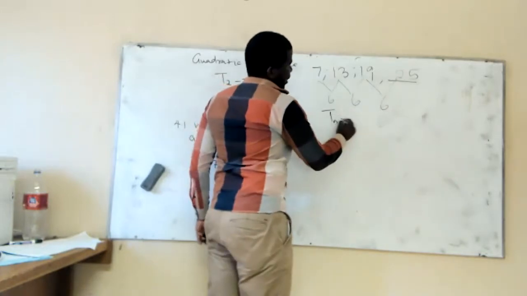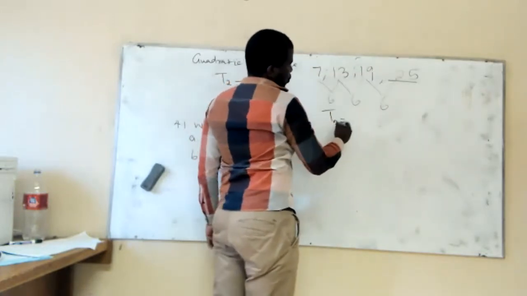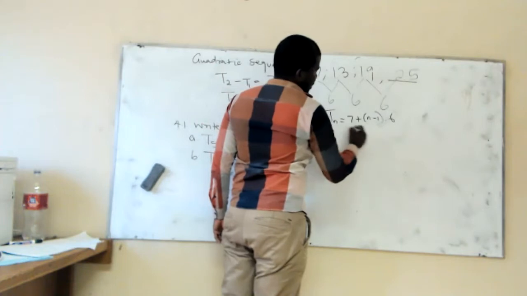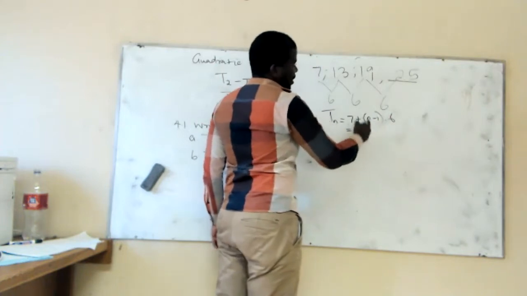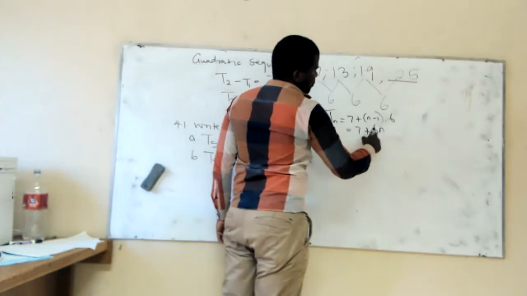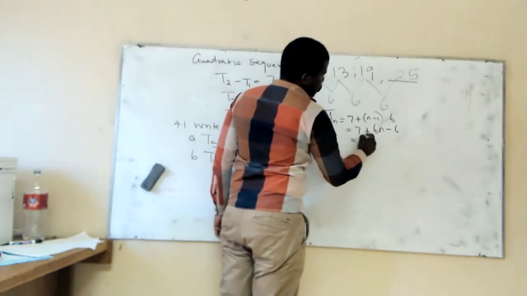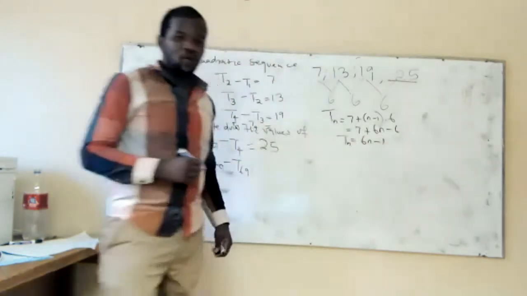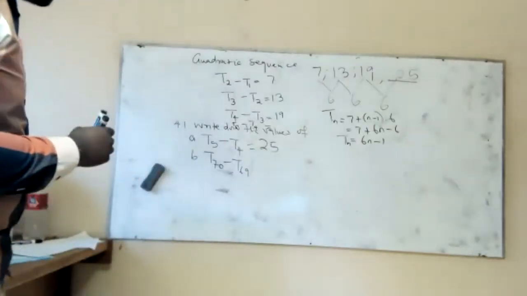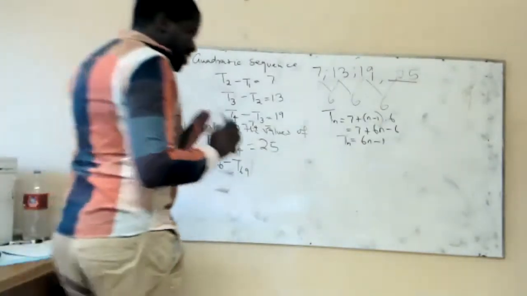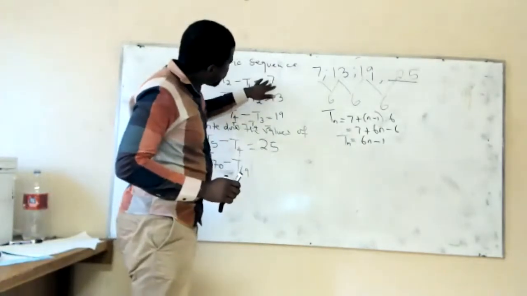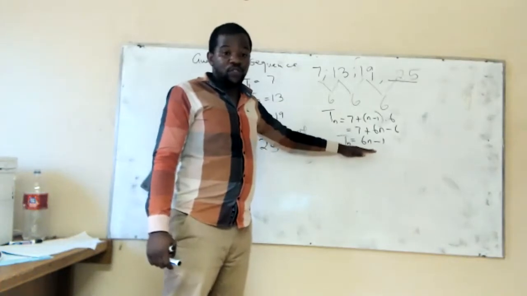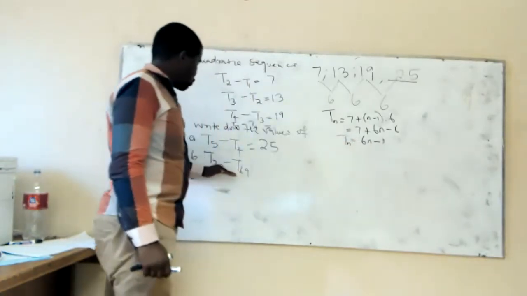So let's find the general term of this arithmetic sequence. The first term is 7 plus n minus 1 times the difference, which is 6. When you simplify, you multiply 6 with everything inside the bracket, which gives you 6n minus 6. Then 7 minus 6 gives you 1, so the general term is 6n plus 1. Let's check how we are able to get the numbers on the right hand side from this sequence.